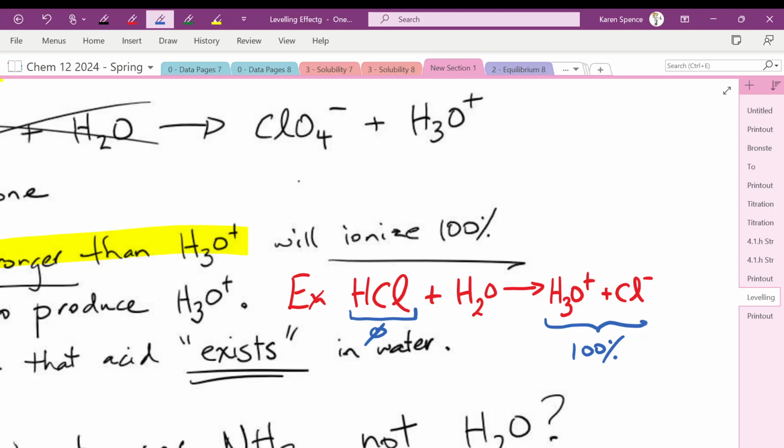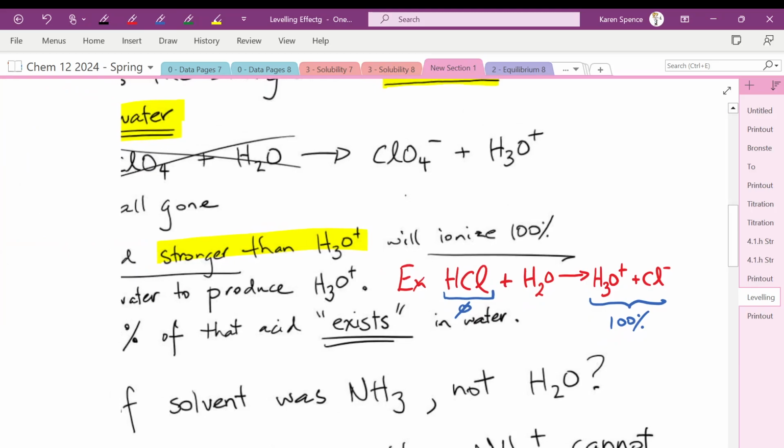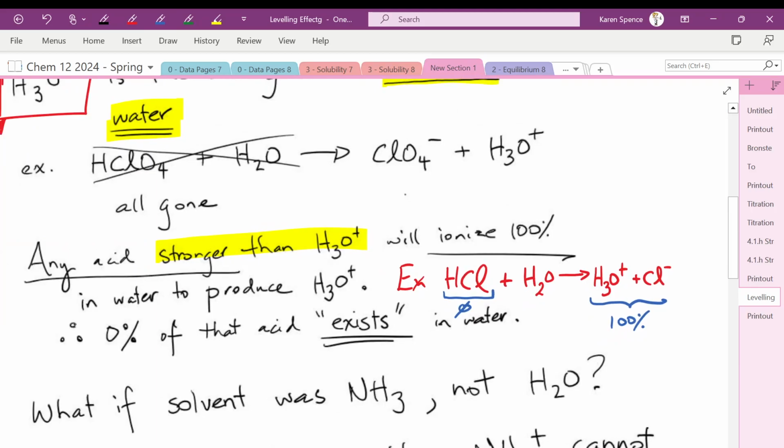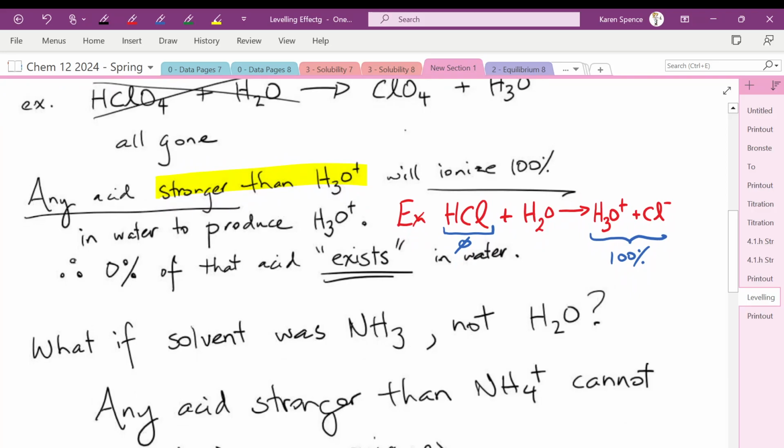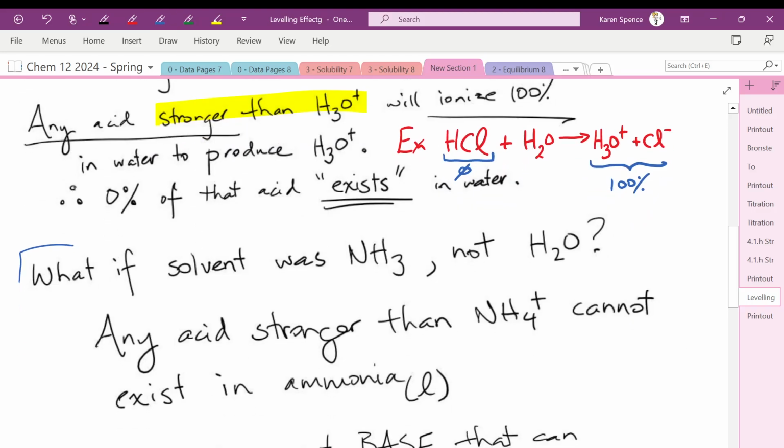Now, interestingly enough, if you had a different solvent than water, like let's say ammonia was our solvent, and this part isn't really testable. It's just for interest's sake. If the solvent was NH3 instead of H2O, any acid stronger than NH4+ cannot exist in ammonia. This is not really on your test, okay?